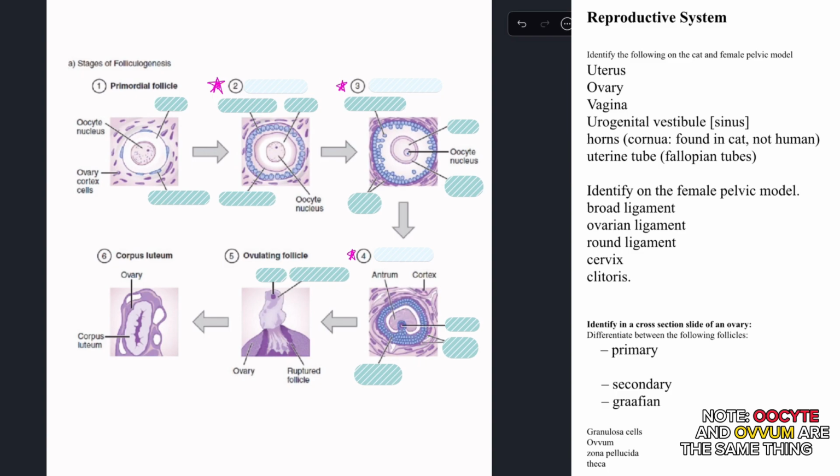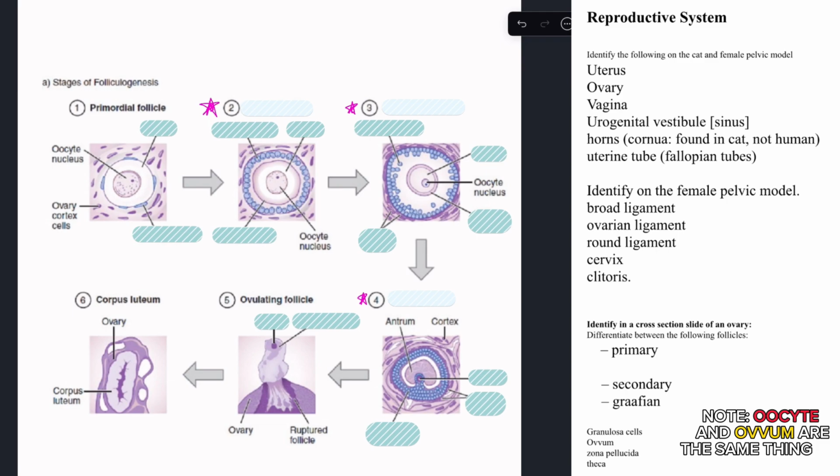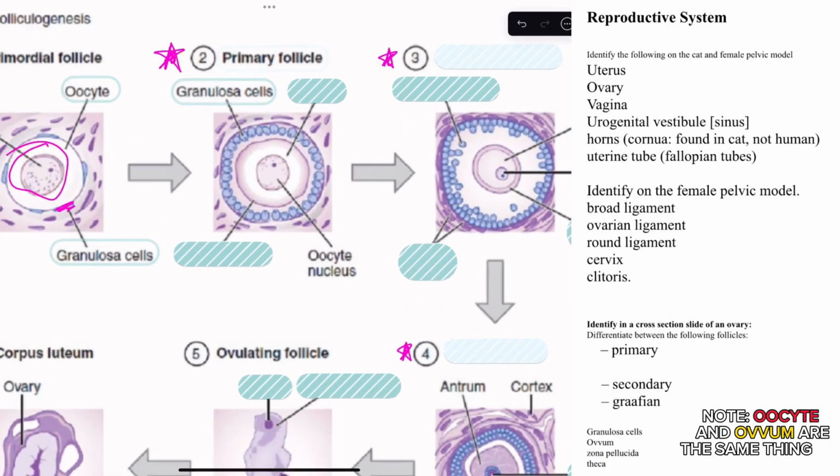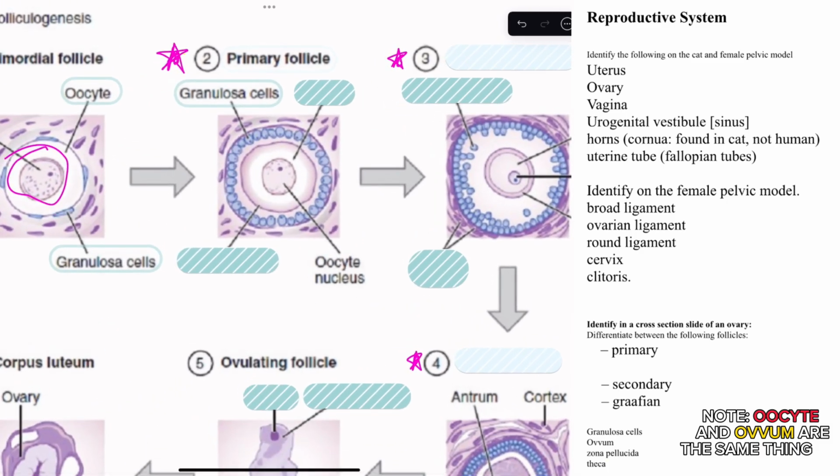Okay, so stages of folliculogenesis. We first start with the primordial follicle. This right here is known as the oocyte, and then this right here is the granulosa cell. The primordial follicle then transitions into the primary follicle. In the primary follicle, we have the granulosa cell transitioning basically from this to little circles like that.